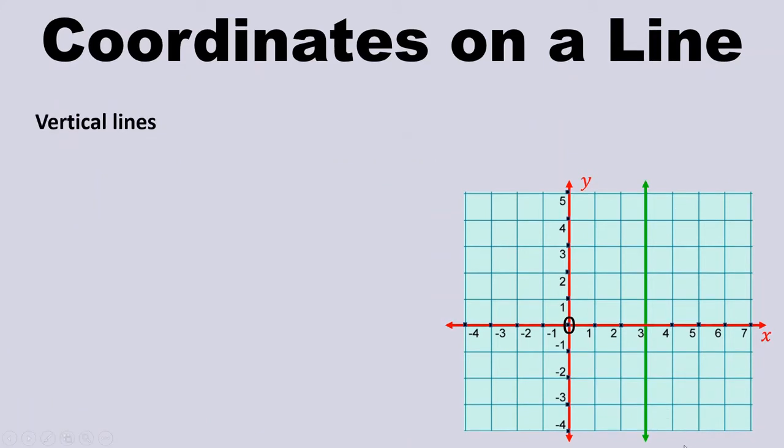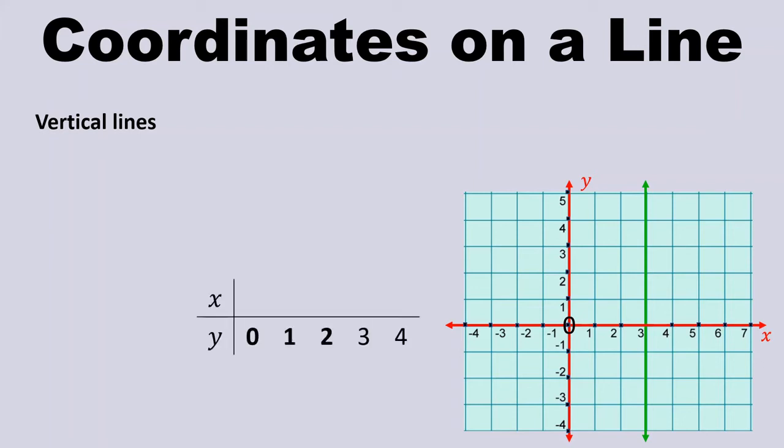This green line here goes perfectly vertically up and down the graph. You can see that it does not go across to the left or right at all. So we should be able to figure out what the rule for all of the coordinates on this line is. In fact, some of you may already know what it is. Go ahead and copy that diagram and label that line with its equation if you already know it.